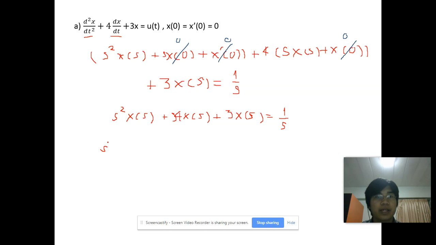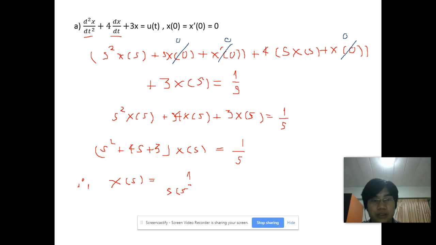And now we're going to reform the equation by taking X(s) out. So we will get s squared plus 4s plus 3, times X(s), equal 1 over s. So now we get a solution. The answer of X(s) is 1 over s multiplied by 1 over s squared plus 4s plus 3. And now this is the final answer.